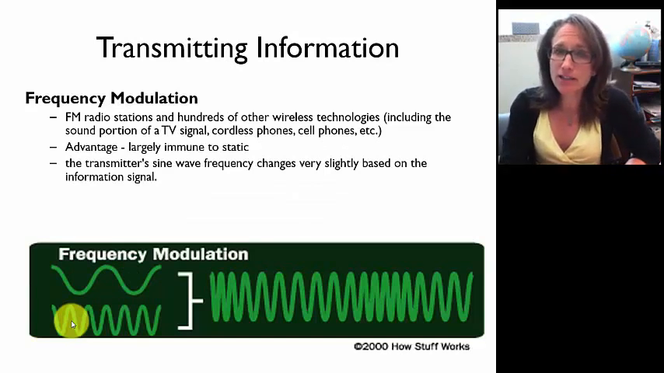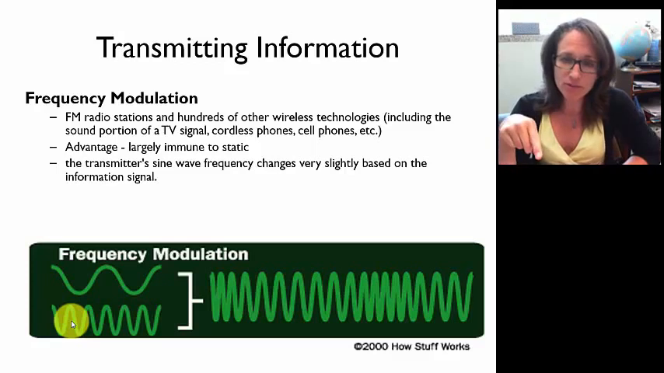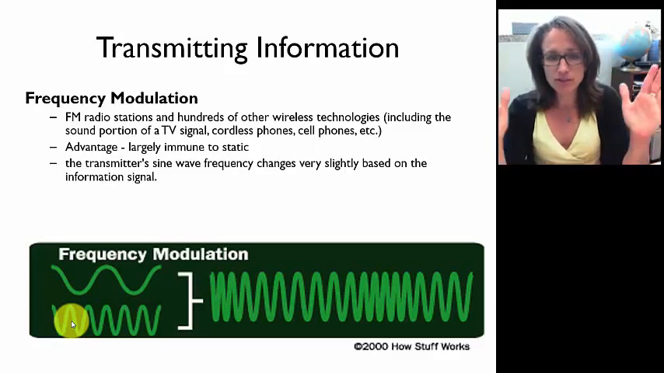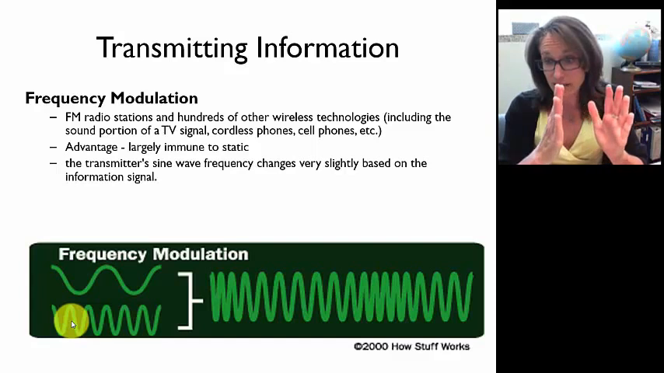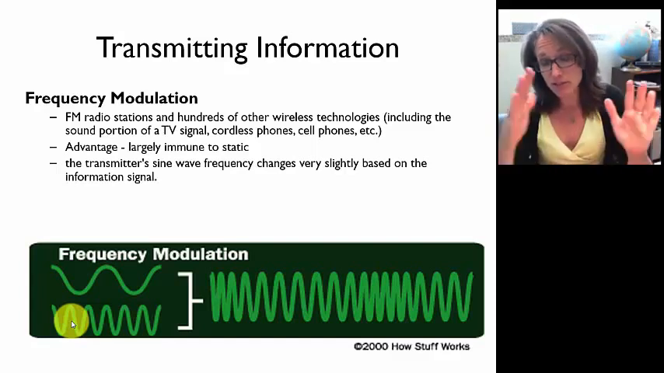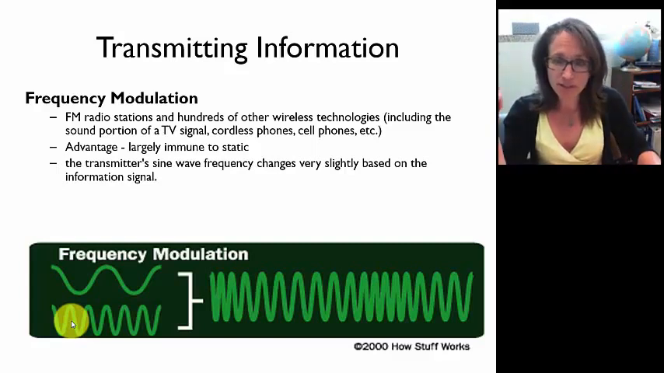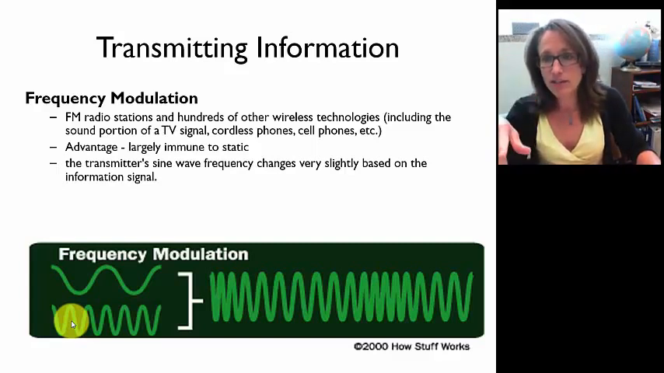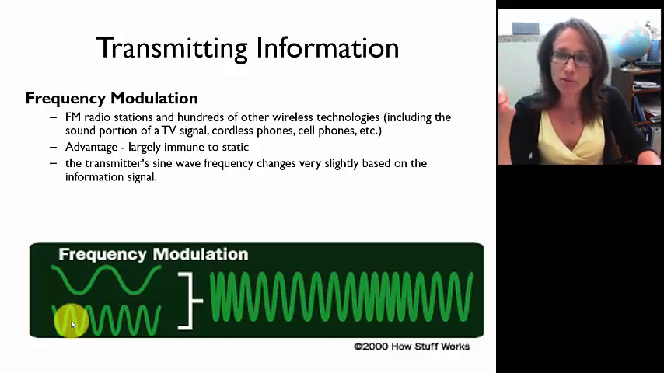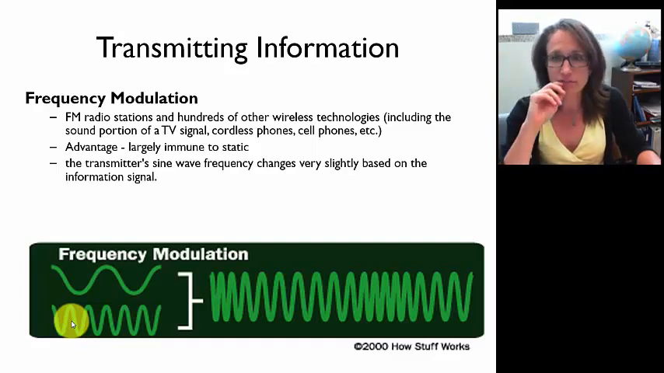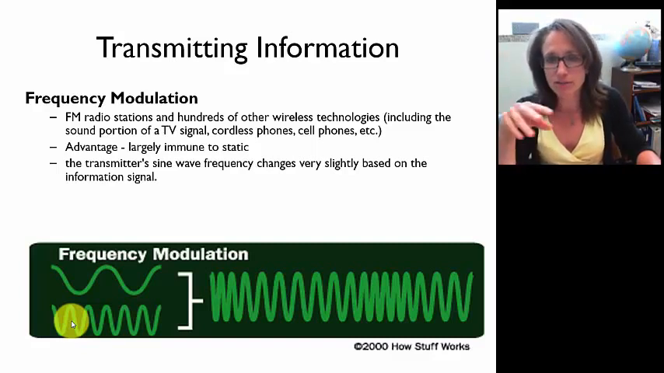Another way to do it is to modulate the frequency of the wave. The frequency, remember, is how many cycles per second. So if we modulate the frequency, we either shorten the wavelength and increase the frequency, or we decrease the frequency. And FM is frequency modulation. This is what radio stations use, the sound portion of the TV signal, cordless phones, cell phones. There are a lot of wireless uses that take advantage of frequency modulation. And one advantage is that you don't have as many problems with static.